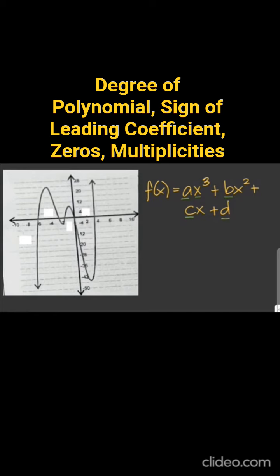is a constant. Now, the leading coefficient is found with the variable that has the highest exponent. So in this given function, the variable that has the highest exponent is the first term, x cubed. Therefore, a here is the leading coefficient.